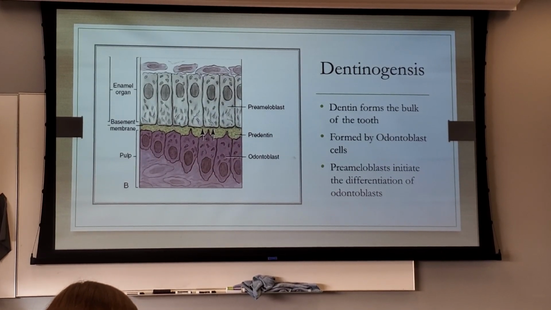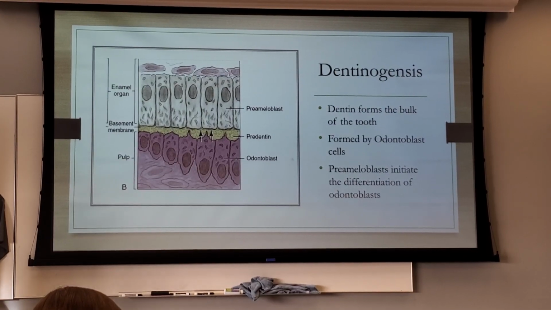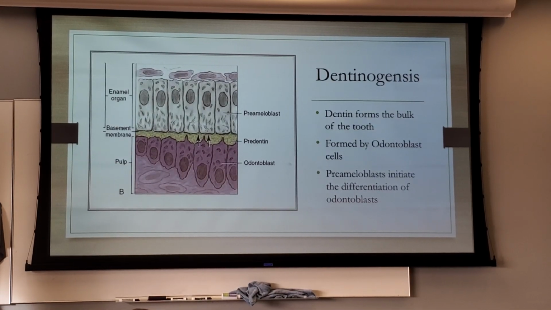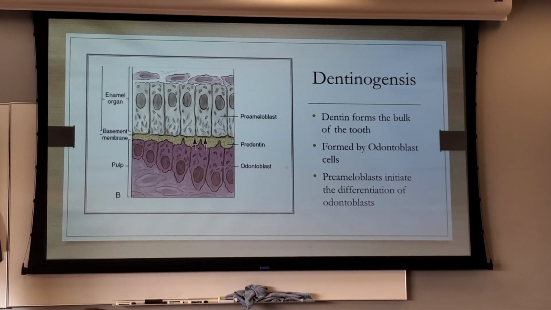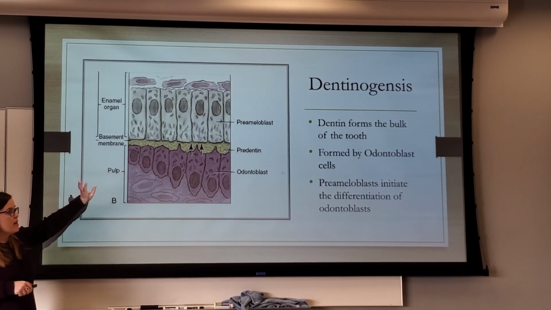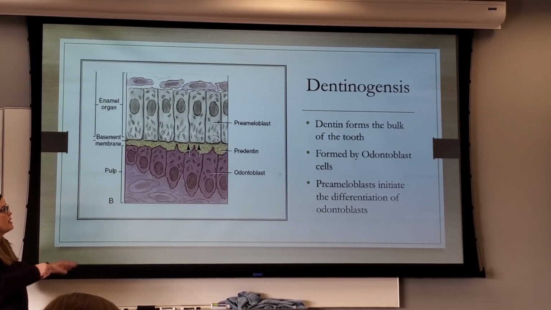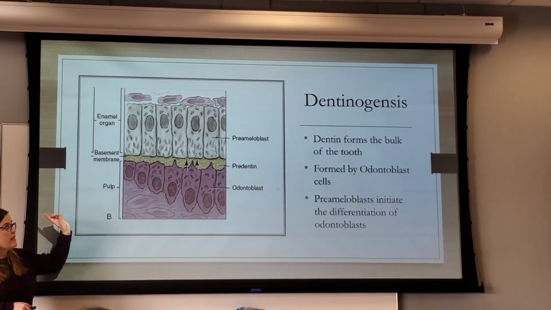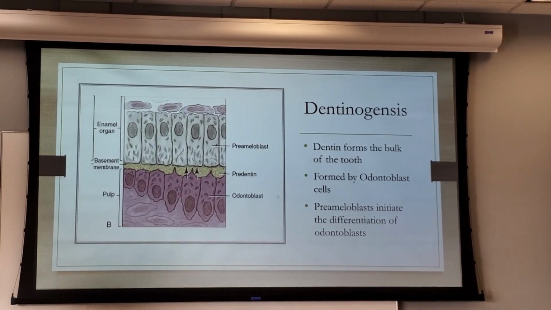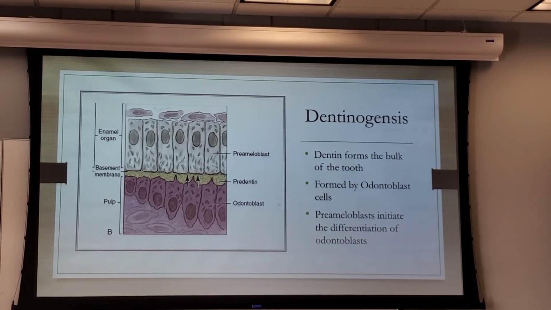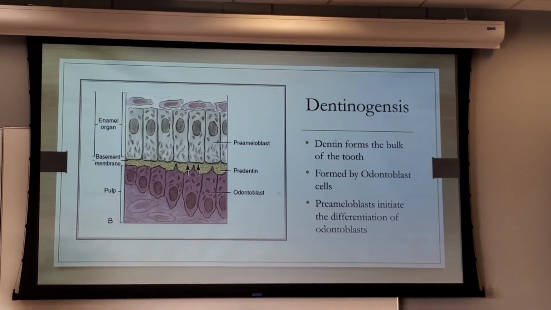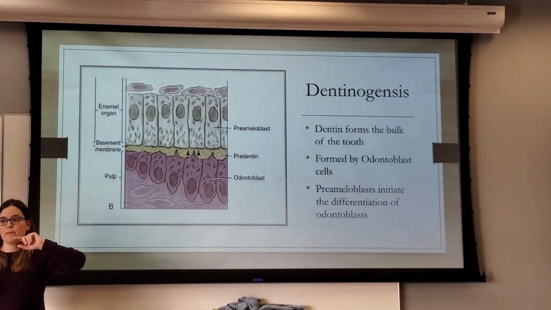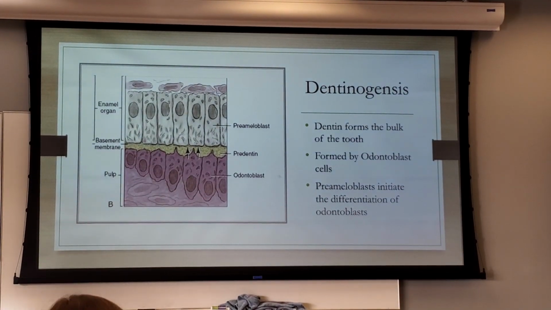So dentinogenesis, which is the formation of dentin, okay? Dentin forms the bulk of the tooth, right? So the majority of our tooth is made up of dentin. It's formed by the odontoblasts. And then the preameloblasts actually cause the differentiation of the odontoblasts. So these are the cells that are on the outer part of that dental papilla. They start to line up together as those ameloblasts are starting to line up and lengthen. And they go from these smaller cells to these lengthier cells. And the only reason they go to this is because the ameloblasts are actually inducing the differentiation of it.